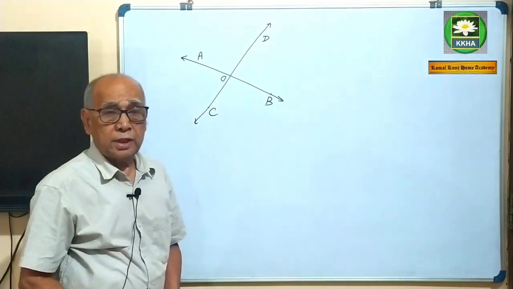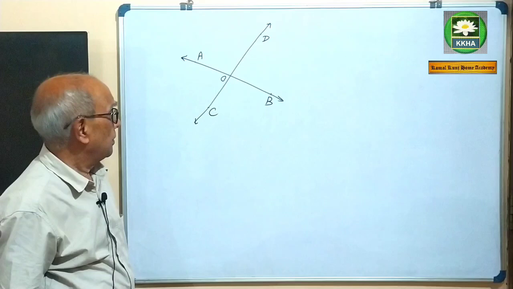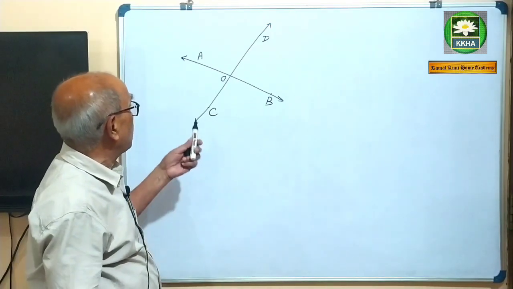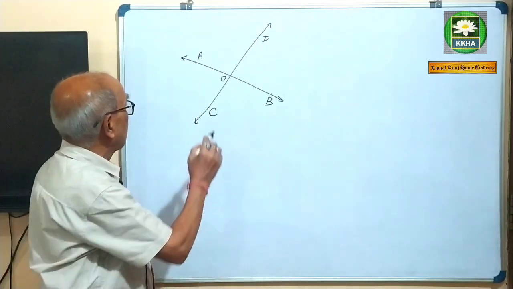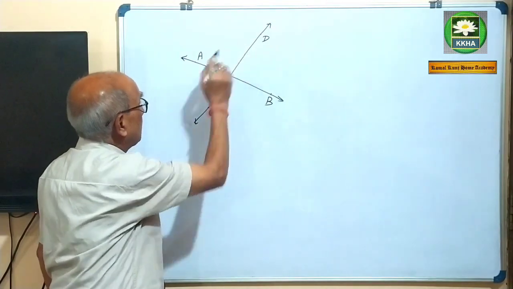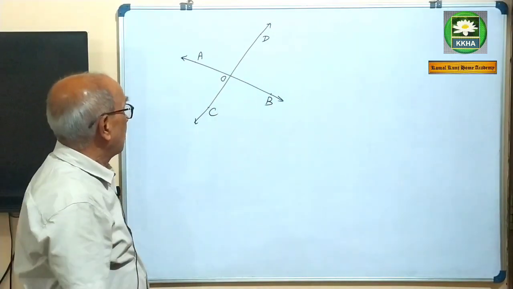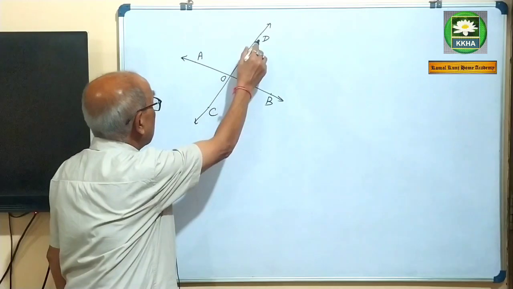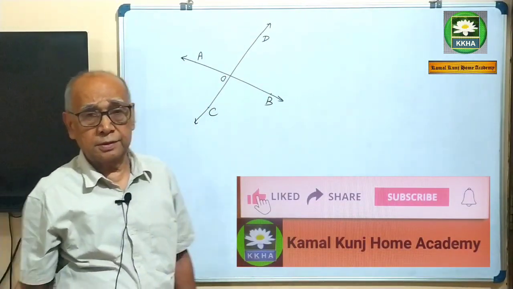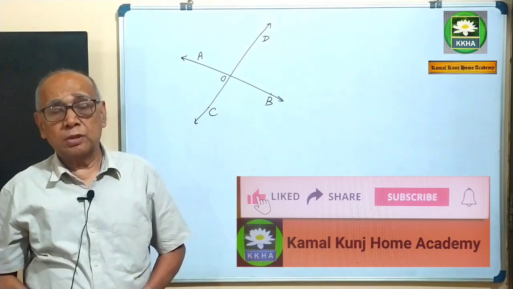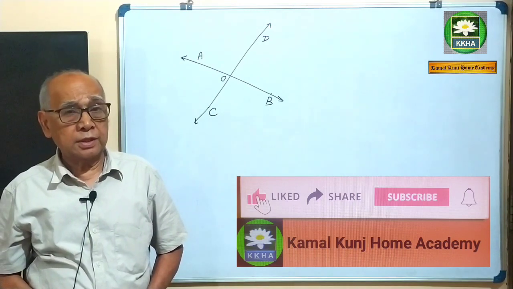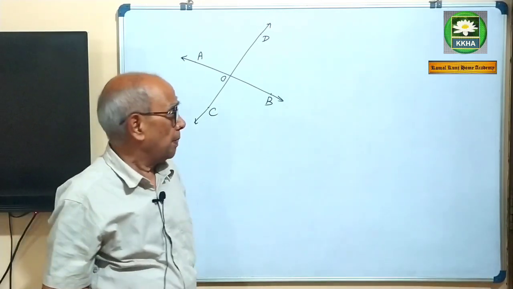Now, when two lines intersect each other at some point, then it forms two pairs of vertical angles. Angle AOC and angle BOD is one pair of vertical angles, and angle AOD and BOC is another pair of vertical angles. So our today's theorem is, if two lines intersect, then vertically opposite angles are equal.